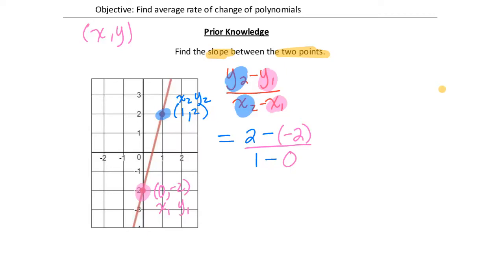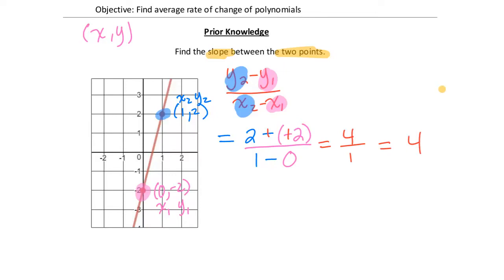Have you guys heard of keep, change, change before? Yeah? Okay. So we're going to keep this sign as positive, and then we're going to change this to positive, change this to positive. So keep, change, change. So keep the 2 positive, change that to positive, change that to positive. Or you can think of it as a negative times a negative would be a positive. So for my numerator, that's going to be 2 plus 2 gives us 4 over 1 minus 0 is 1. So my slope is just going to be 4.